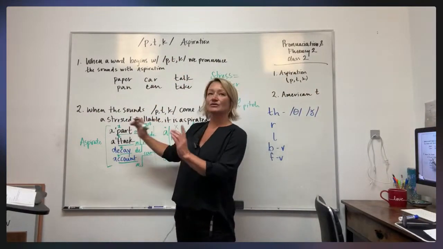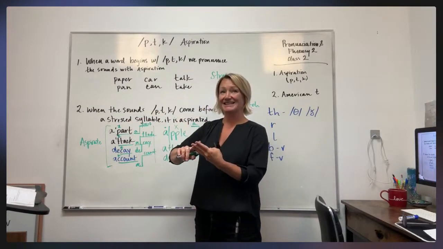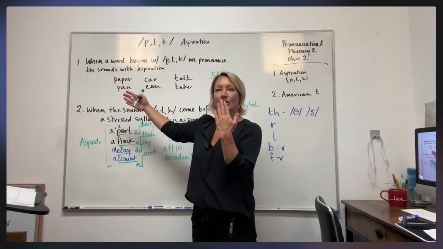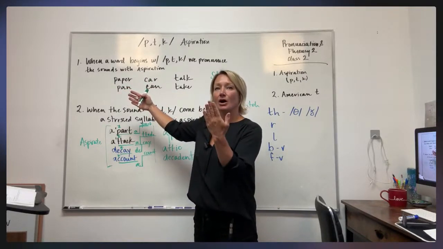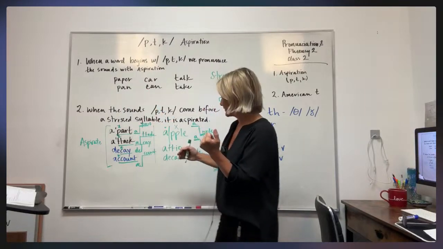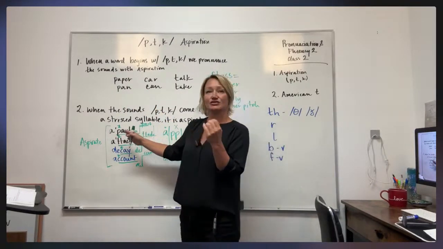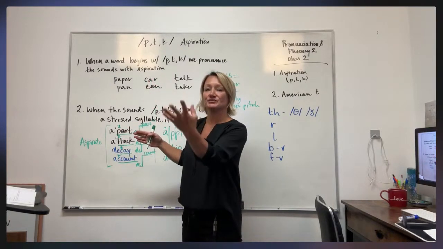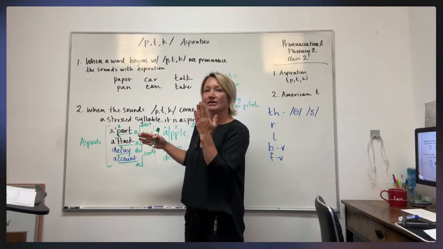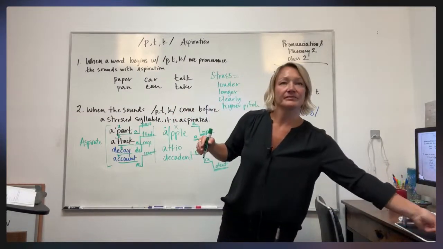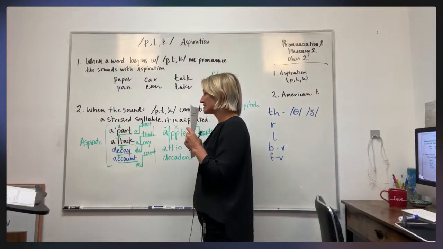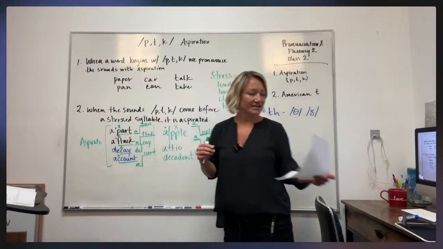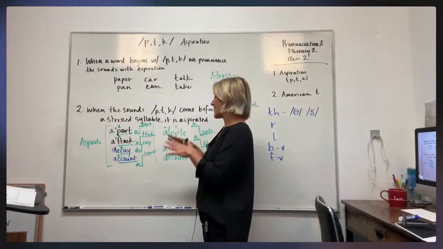So if the sound P, T, or K is at the beginning of the word, we're going to aspirate more. Paper, pan, car, talk, okay? If it's at the beginning of the stressed syllable, I want you to do the same thing as this. You're gonna push more air out. You're gonna say apart, apart, okay? Let's look at the paper. Apart, attack, decay, account. So the second syllable has the sound and we're going to aspirate that.